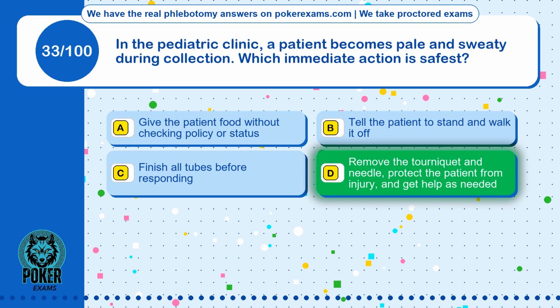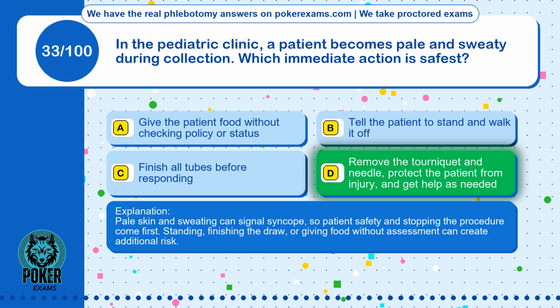The correct answer is option D. Remove the tourniquet and needle, protect the patient from injury, and get help as needed. Pale skin and sweating can signal syncope, so patient safety and stopping the procedure come first. Standing, finishing the draw, or giving food without assessment can create additional risk.